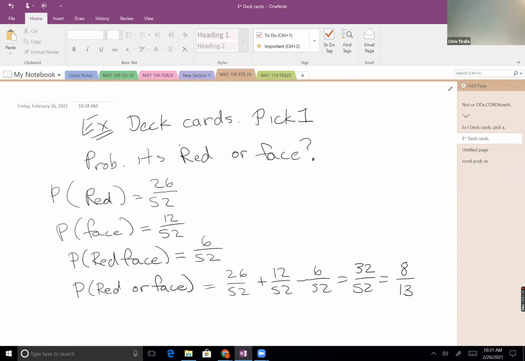How did I do? Did anybody else get 813? Yep. Any questions? Do we need to add any details? Are we all ready to move on to the idea of odds?